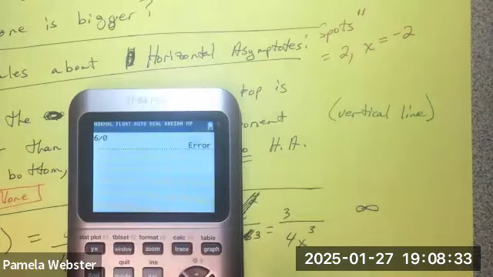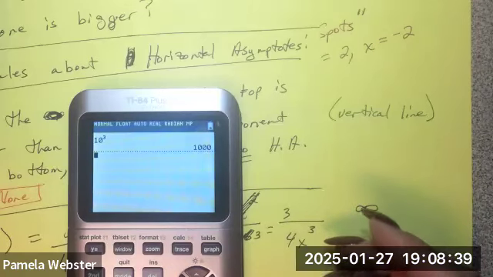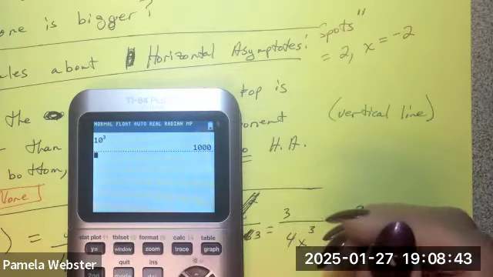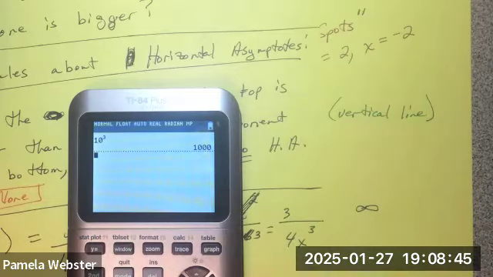10 to the third. It's a 1 with 3 zeros, right? The exponent on a 10 tells me how many zeros. Times 4 is 4,000. So I didn't go very far towards infinity, right? I did a 1, I had 3/4. Now I'm doing 10 and I've got 4,000.